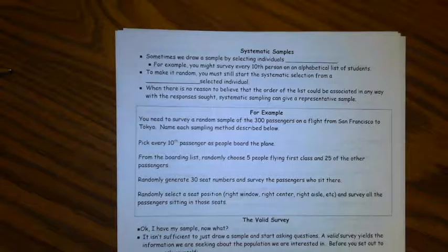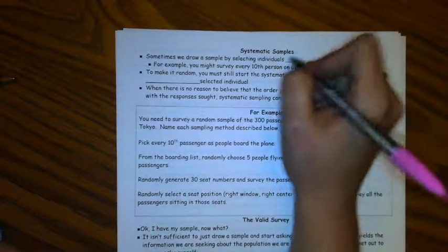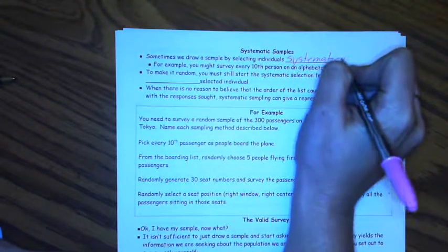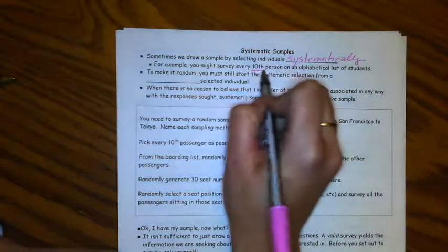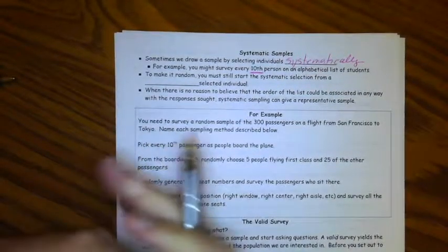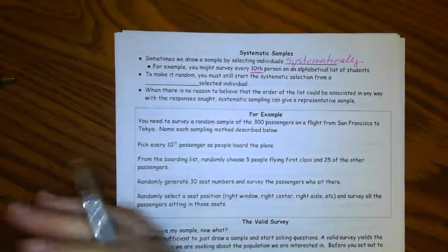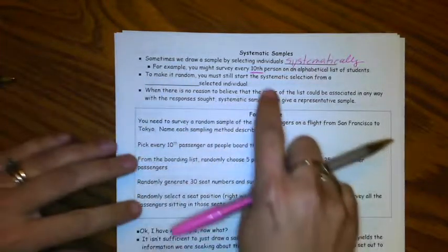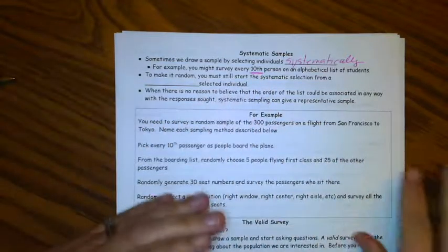All right, last is systematic sampling. Systematic sampling is when you select like every 10th person on an alphabetical list of students. And it doesn't have to be 10. Every 5th person, every other person, every 100th person. You just want to make sure that whatever number you choose, it gets you through your entire list.